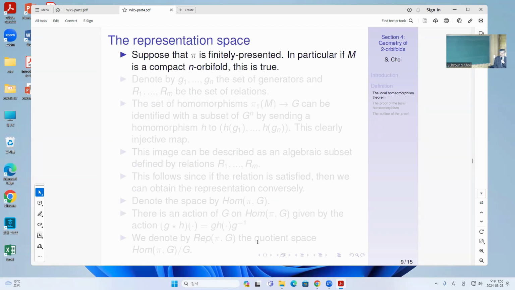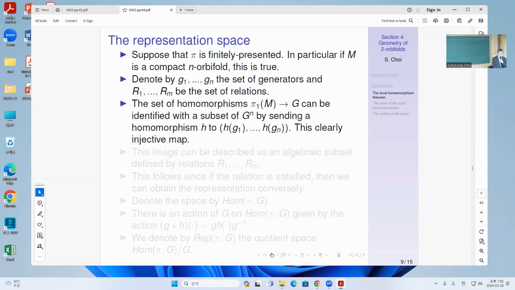And now we want to do local homeomorphism theory. So let's look at the representation space. Suppose we want to consider pi to be finitely presented. So that's what we usually want to do. And if M is a compact n-orbifold, so this is true. So we take g1 to gm, the set of generators, and r1 to rm, the set of relations. And the set of homomorphisms can be identified with a subset of G^m, by sending each homomorphism to the images of the generators. And this is clearly an injective map, because if you have a different image for a different generator, then of course it's a different homomorphism. And if you have any different homomorphism, then of course it will have to differ in the generators, right?